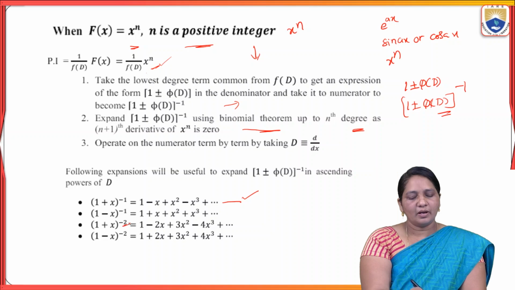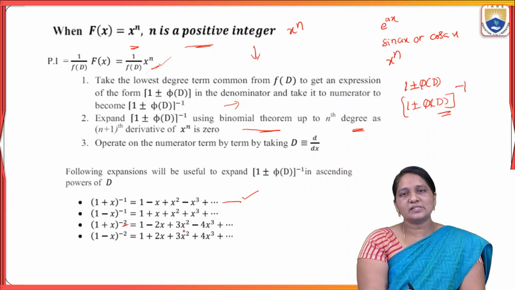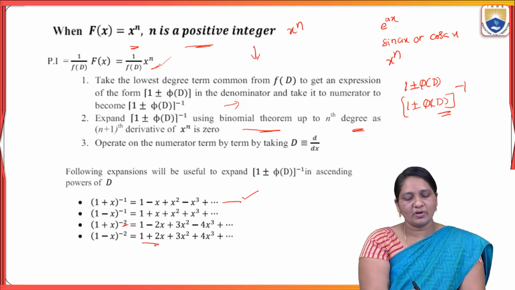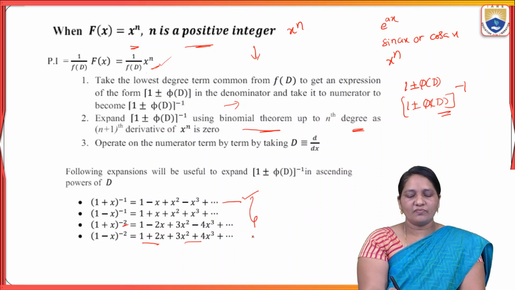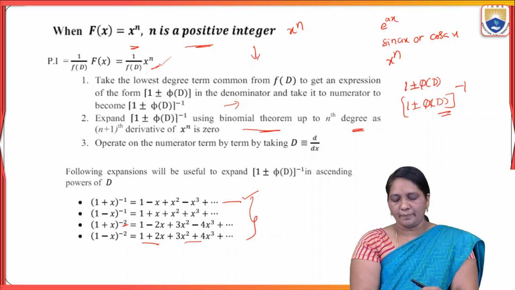Having power minus 2, then 1 plus x power minus 2 will be 1 minus 2x plus 3x square minus 4x cube plus and so on. And 1 minus x whole power minus 2 will be 1 plus 2x plus 3x square plus 4x cube. These are the formulas we are going to use to expand the given equation form.